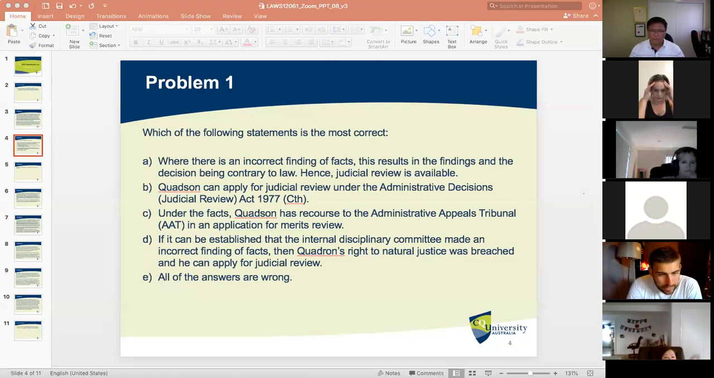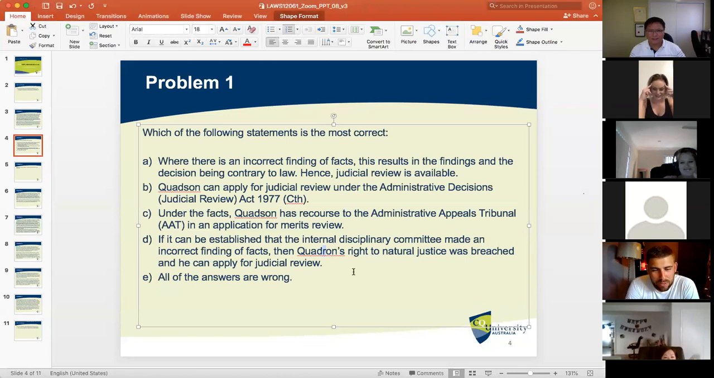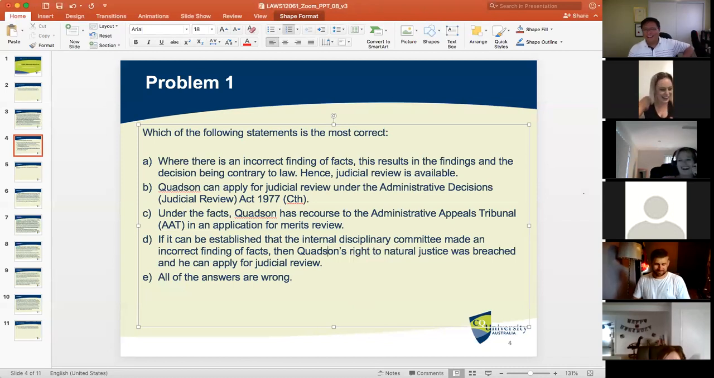D, if it can be established that the Internal Disciplinary Committee made an incorrect finding of facts, then Quadson's right to natural justice was breached and he can apply for judicial review. His name's changed there, by the way. And E, all of the answers are wrong. And I obviously don't have to answer this one because I picked up the spelling error. Okay, thank you. Can I ask all of you to try to post your answer in the chat box?